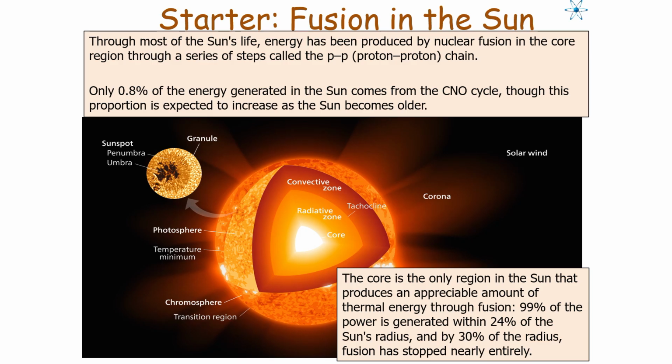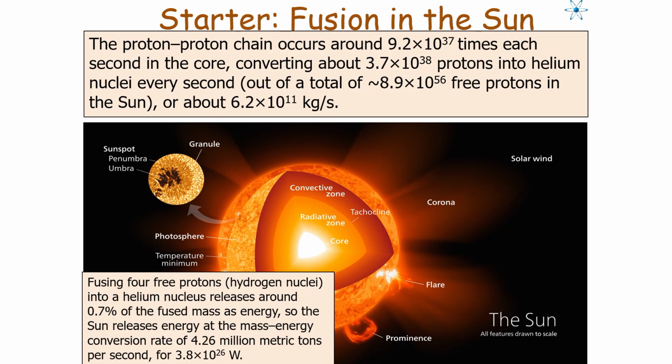Now, the core is the only region in the sun that produces an appreciable amount of thermal energy through fusion, because you need the high temperature and high pressure which is found in the core of the star. So 99% of the sun's power is generated in about 24% of the sun's radius, and by about 30% of the sun's radius, fusion has stopped nearly entirely because the temperature and pressure just isn't high enough for our nuclei to combine together. Now, fusing our 4 free protons, our hydrogen nuclei, into a helium nucleus releases only about 0.7% of that mass as energy.